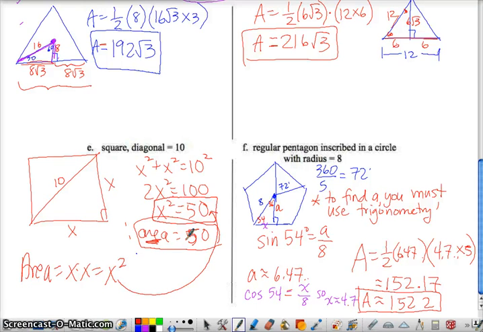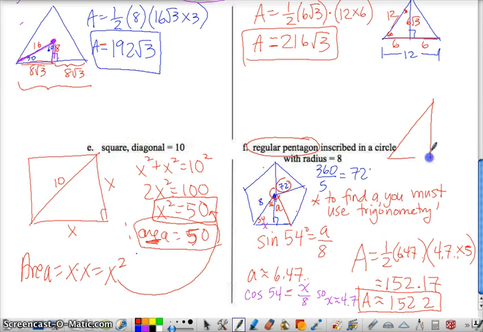Okay, finally, letter F. This is a doozy. You had to use your trigonometry to find the missing pieces here. So notice this says regular pentagon. A pentagon is a 5-sided figure. So we have to divide 360 degrees by 5 to get each central angle to be 72 degrees. But when you take your apothem and split that 72-degree angle in half, then we have a 36-degree angle up here, which means I have to subtract that from 90 to get the 54-degree angle down here in the lower left corner. So now I have this triangle.